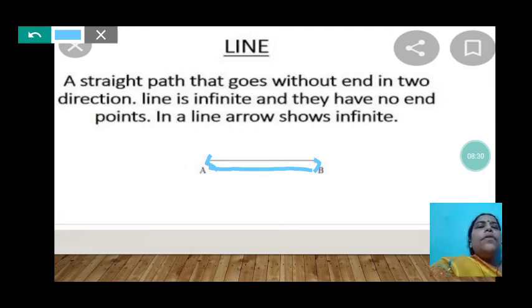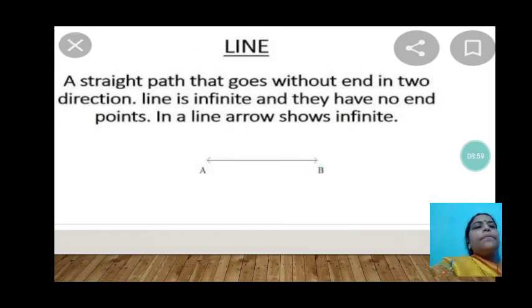A line is infinite, which means that the line is not ending. The line does not have any end point. It is moving, going on continuously. And in a line, the arrow shows infinite. So what does this arrow show? It shows infinite, that means no end. That means the line has no end. It goes on continuously.